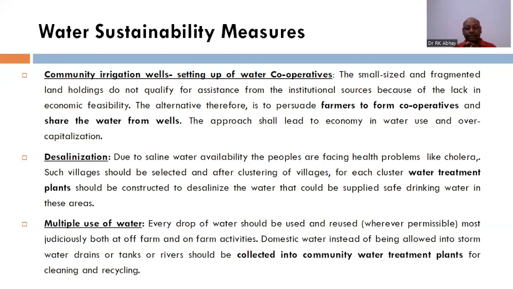We are saying again and again, go for multiple use of water. Every drop of water should be used and reused judiciously wherever it is possible. Every one of us who is sitting in this session knows that we should go for multiple use of water, but how many of us are really practicing it? All of us are well aware, but how many of us are taking action? Very few of us. We have to think and rethink on this issue.